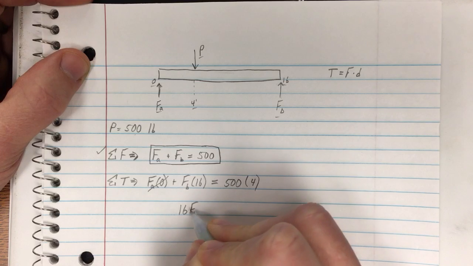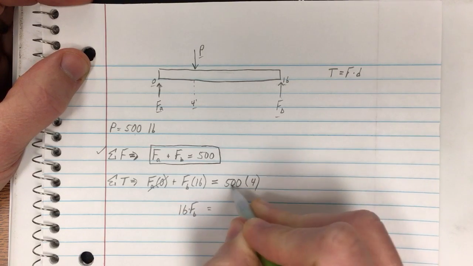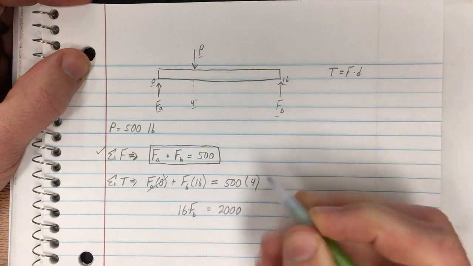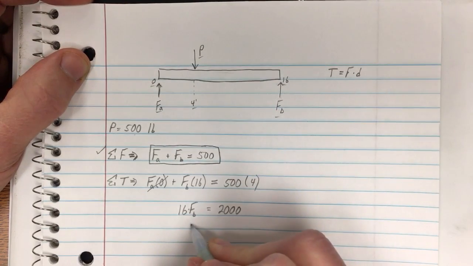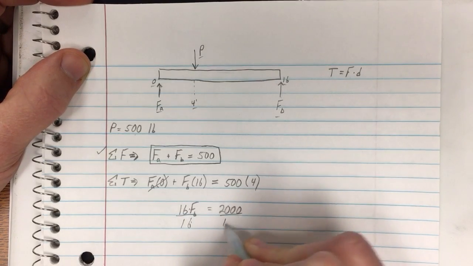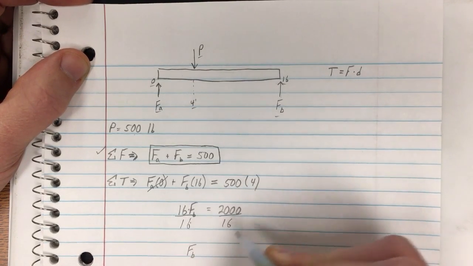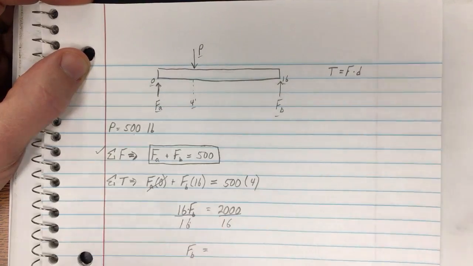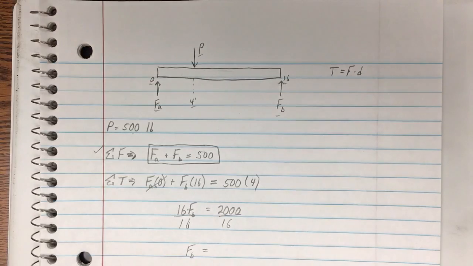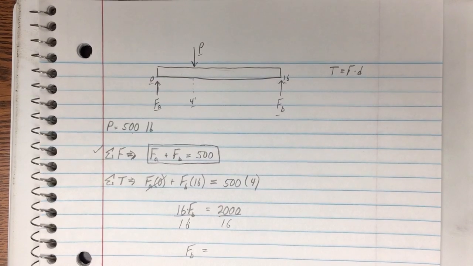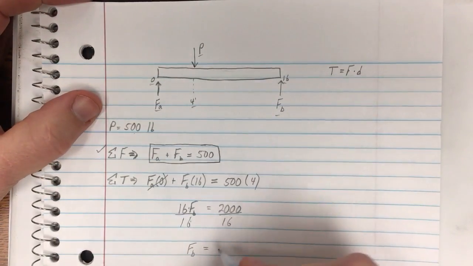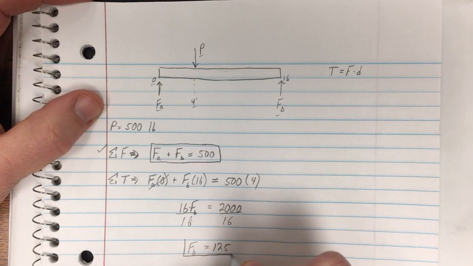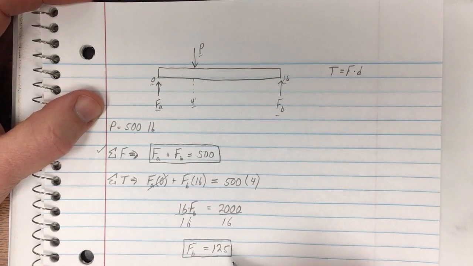I like to put the 16 first. 16 times FB equals 500 times 4, which is 2,000. And then if I divide by 16, then FB equals 125. So I'll put a box around that. So I know FB is 125.